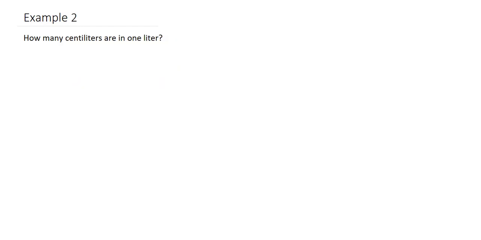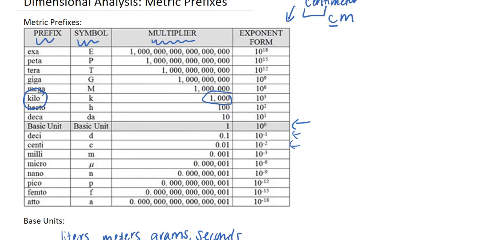Let's look at another example. Example 2: how many centiliters are in 1 liter? Well, let's go back. If we look at centi, centi is smaller than our base unit, so that means we're going to have a lot more centimeters in 1 meter. If you have anything above it, we're going to have a lot more meters in that thing. Below it, we're going to have a lot more of this unit in 1 meter.